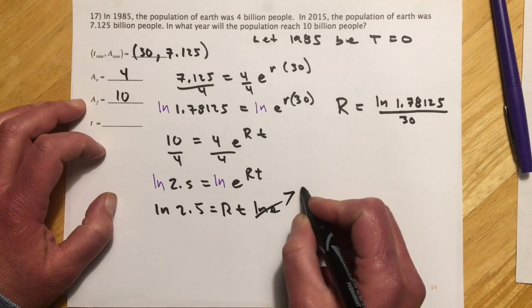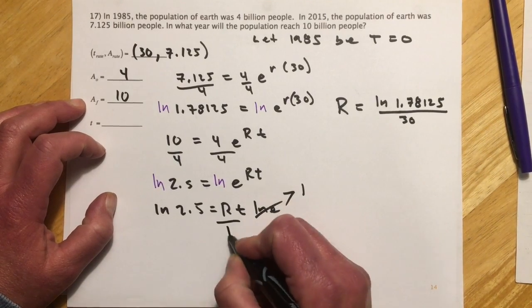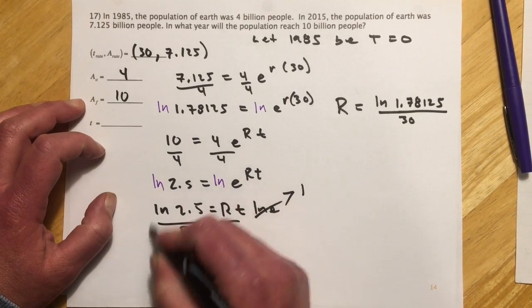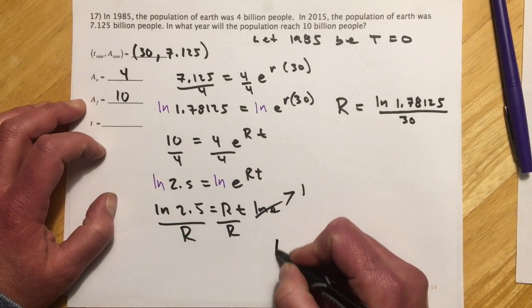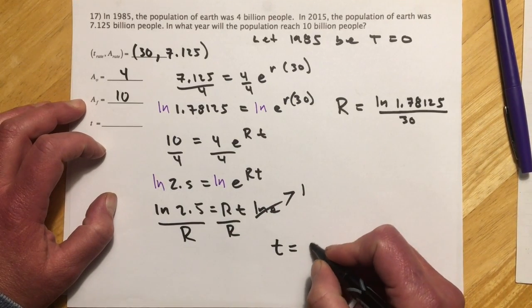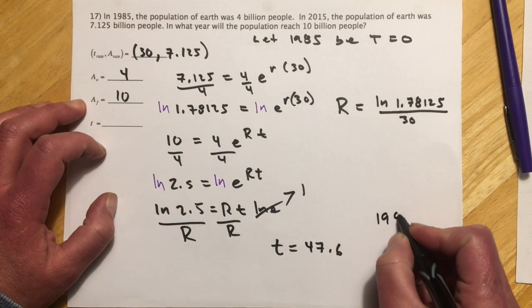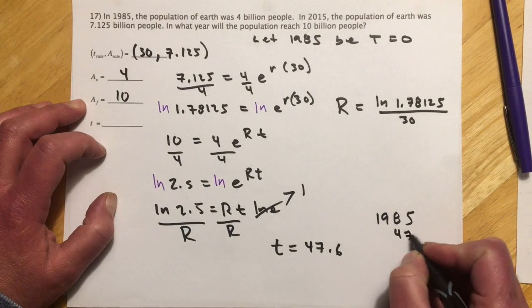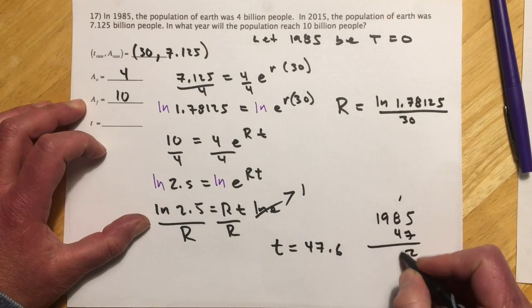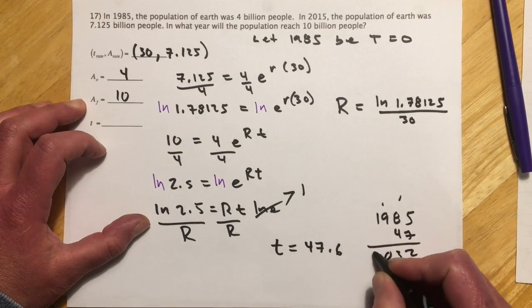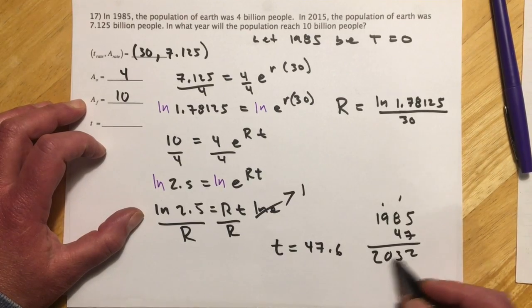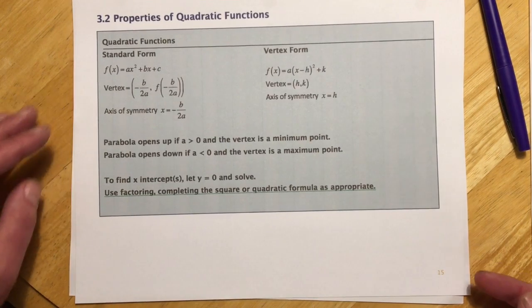Ln e equals 1, so we divide out r, and just chunk that in the calculator, and you should get t equals about 47.6. So 1985 plus 47 is 2032.